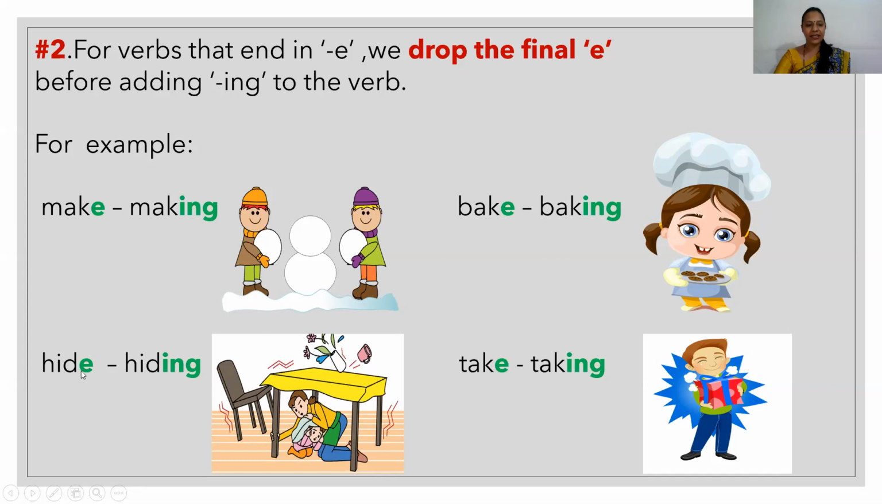Next, hide. H-I-D-E. Again, there is an E at the end, so we will drop this E and add ing at the end. So, hide becomes hiding. H-I-D-I-N-G. Hiding. Another example, take. Similarly, we will drop the E at the end and add ing. So take becomes taking. T-A-K-I-N-G.